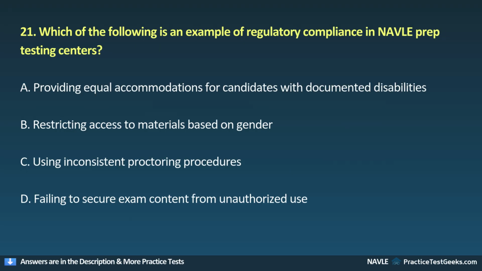21. Which of the following is an example of regulatory compliance in NAVLE prep testing centers? A. Providing equal accommodations for candidates with documented disabilities. B. Restricting access to materials based on gender. C. Using inconsistent proctoring procedures. D. Failing to secure exam content from unauthorized use.